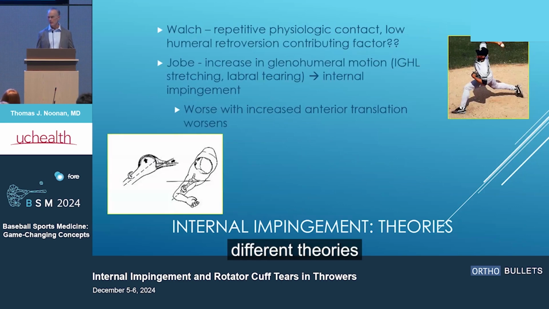So there are different theories about what causes this and what makes it worse. Gilles Walsh felt that this was simply repetitive physiologic contact, and thought that perhaps decreased humeral retroversion could worsen that problem. Chris Jobe and his group out in California felt that if there was increased glenohumeral motion, specifically anterior laxity, that would worsen internal impingement.